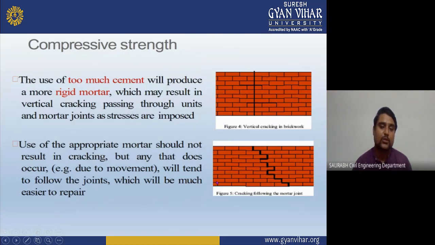Coming to the second point, use of appropriate mortar should not result in cracking, but any that does occur due to movement will tend to follow the joints, which will be much easier to repair. As you can see here, that is cracking following the mortar joint, and this is happening due to improper mixing of mortar.